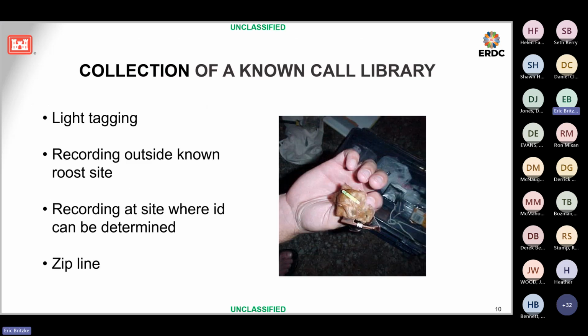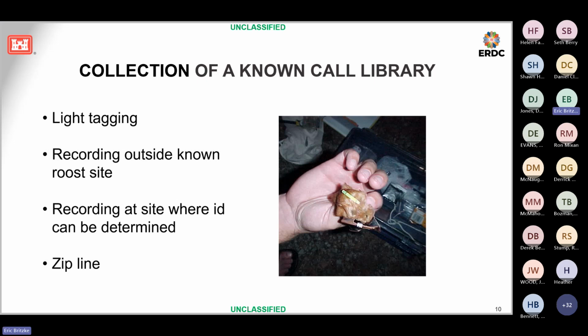So collection of a known call library. There's a lot of different ways that can be used. Light tagging is the way that I have done the most. This picture on the right shows a small chemical light stick on the red bat that's getting ready to be released. And I don't even want to think about how old this picture is. It's fast approaching 30 years old, probably. And so we've been doing this for a while. Obviously, that's why we don't have gloves and stuff like that. The good days when we didn't know about white-nose syndrome.